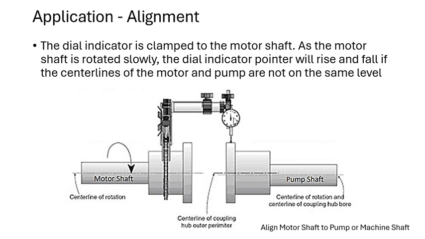And you can see in the instrument the dial indicator pointer is going to rise and then it's going to fall, depending on the center line of that motor and of this pump. If they're not on the same level, your dial indicator is going to rise and fall on this dial surface. So this is how we align two surfaces. We don't want a lot of rise and fall, we want to stabilize this pointer, so we can understand that these two shafts are in alignment.